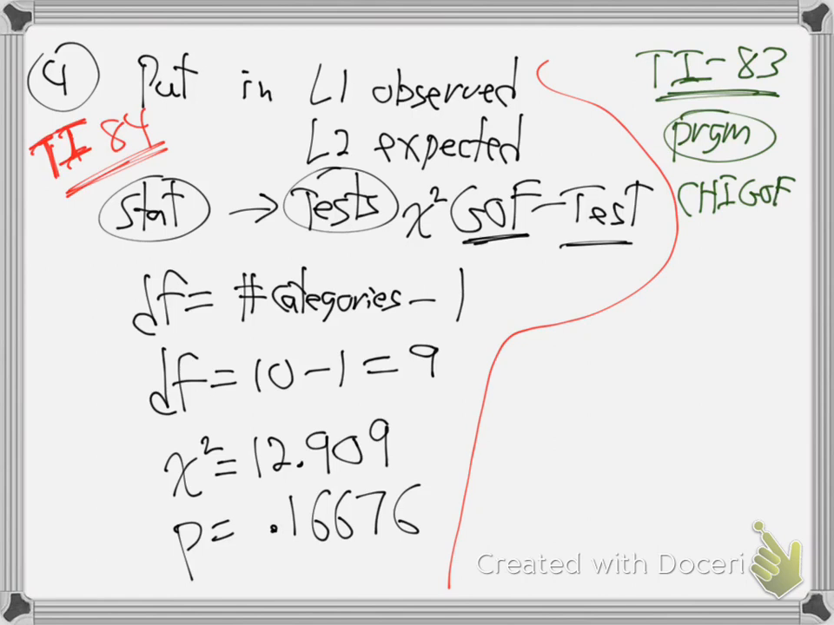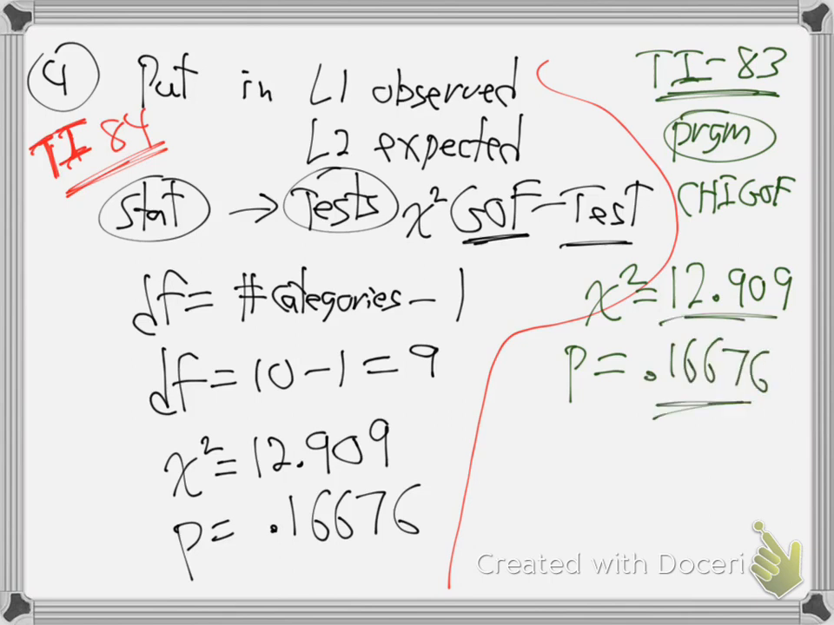Yep. Select that and hit enter, and it'll just do it automatically. That's nice. You don't have to do anything. Did you get 12.909? And your p-value, this is the chi-square value, and 0.166. Beautiful. Comes out the same as the other one. Did you get that? You don't have to enter anything. This is actually easier.